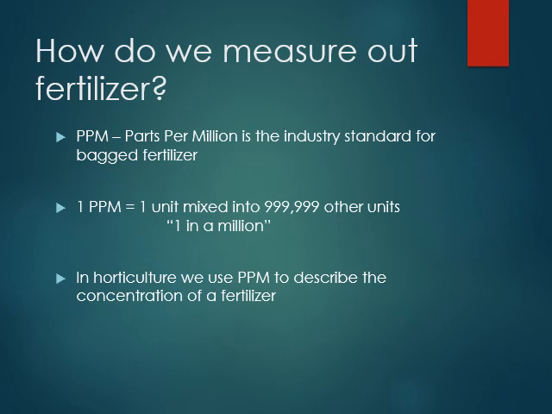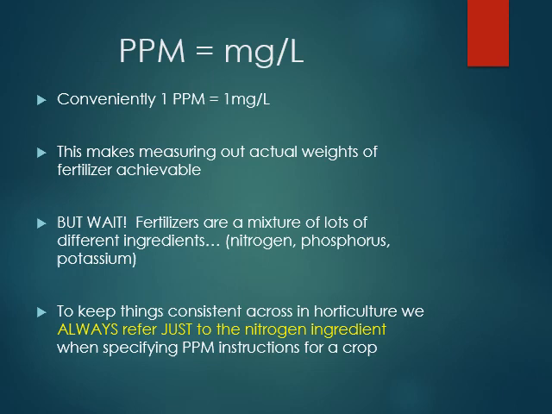Okay, so how do we measure fertilizer? You're probably all familiar with the term PPM, parts per million. That's pretty much an industry standard. I won't get into it, but in the elemental fertilizer world, we use millimoles. But today we're talking about PPMs, which essentially means you have one unit mixed into 999,999 other units. So 1 in a million, that's 1 ppm. Conventionally, 1 ppm actually works out to exactly 1 milligram per liter.